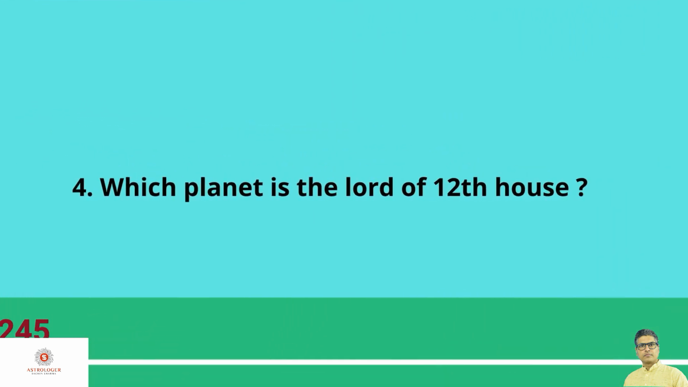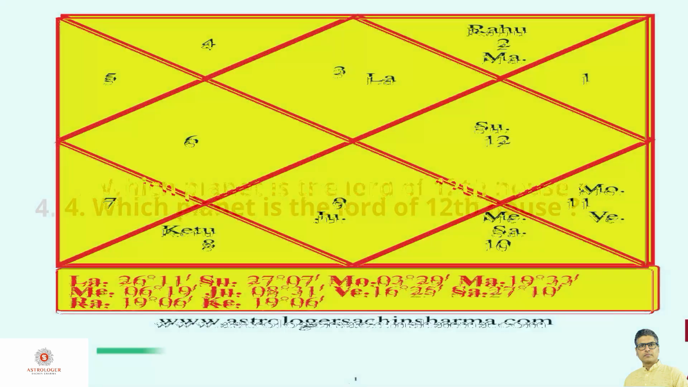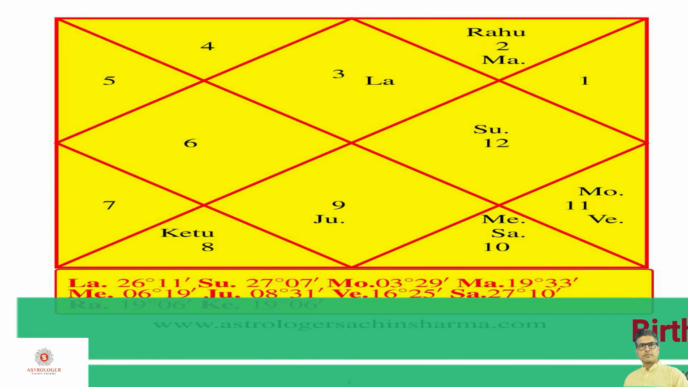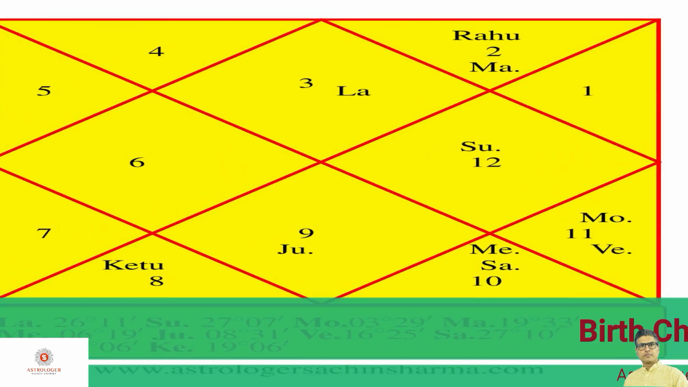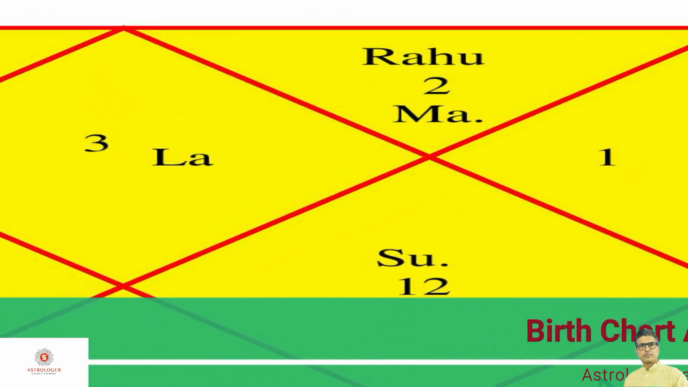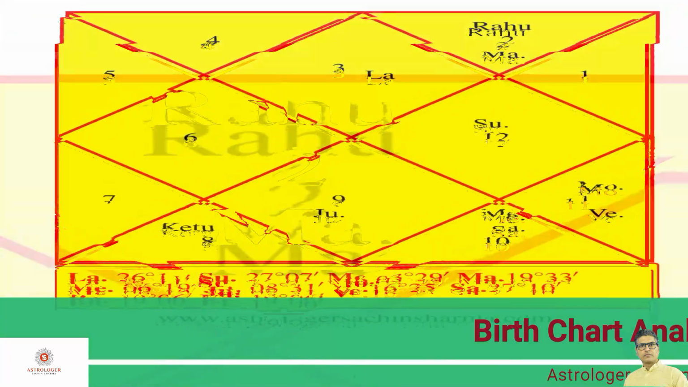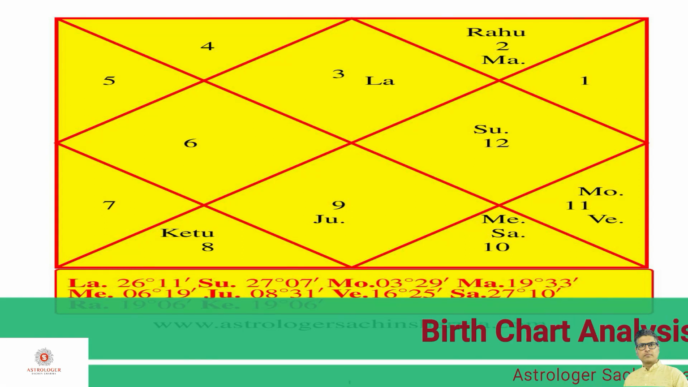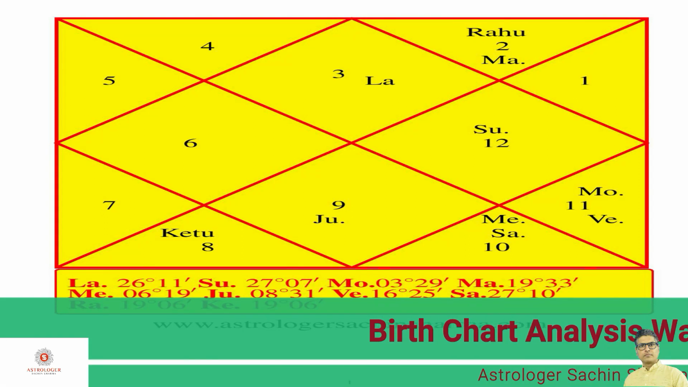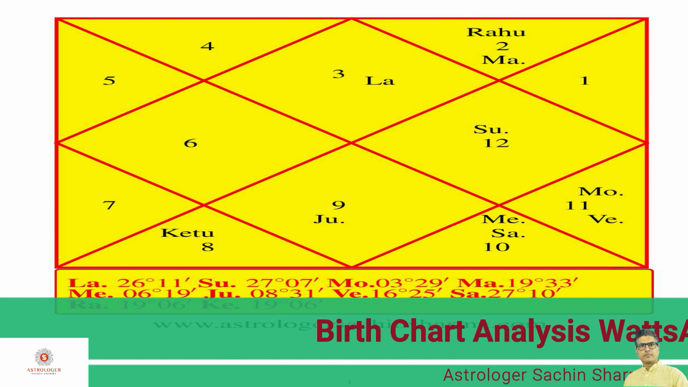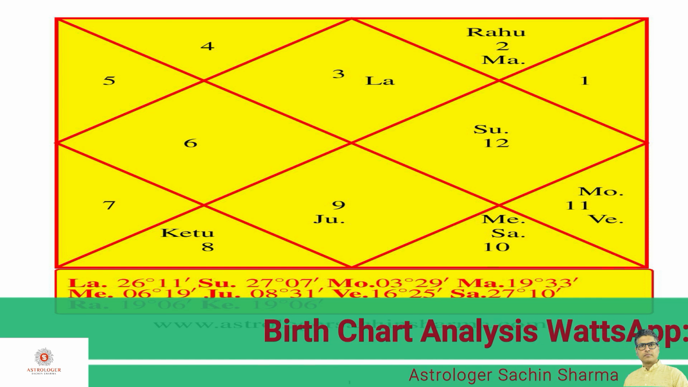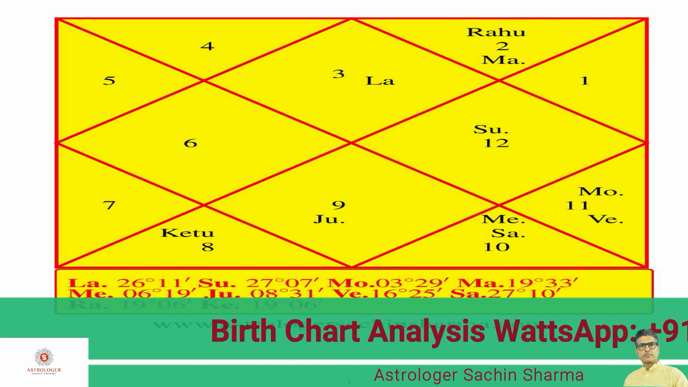So question number 4. Which planet is the lord of 12th house here? Since number 2 is written in the 12th house and number 2 also belongs to Venus, hence we can say that it is owned by Venus. Hence the lord is Venus here.